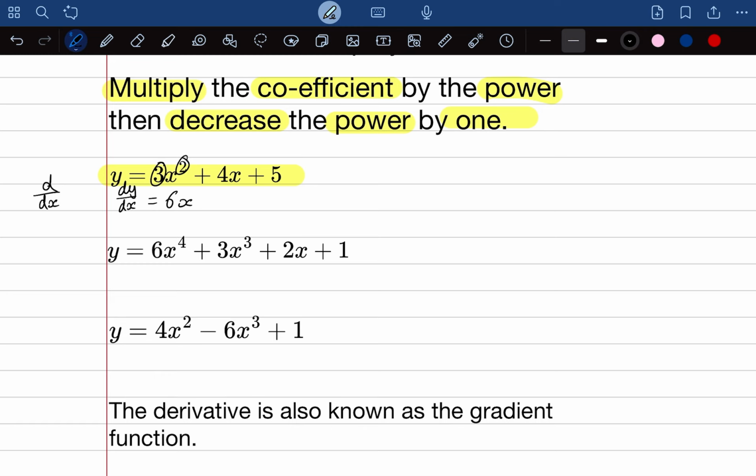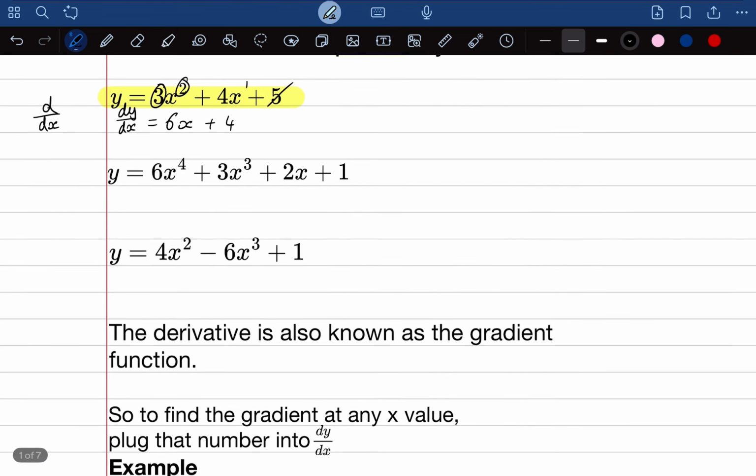Here, like I said, the x is just x to the 1. 1 times 4 is just 4. And decrease the power by 1, that's x to the 0. Anything to the power of 0 is 1, so just leave it as 4. And then any constant, anything that hasn't got an x, just get rid of it. Don't need it, it will not be there in the differentiation, in the derivative as such.